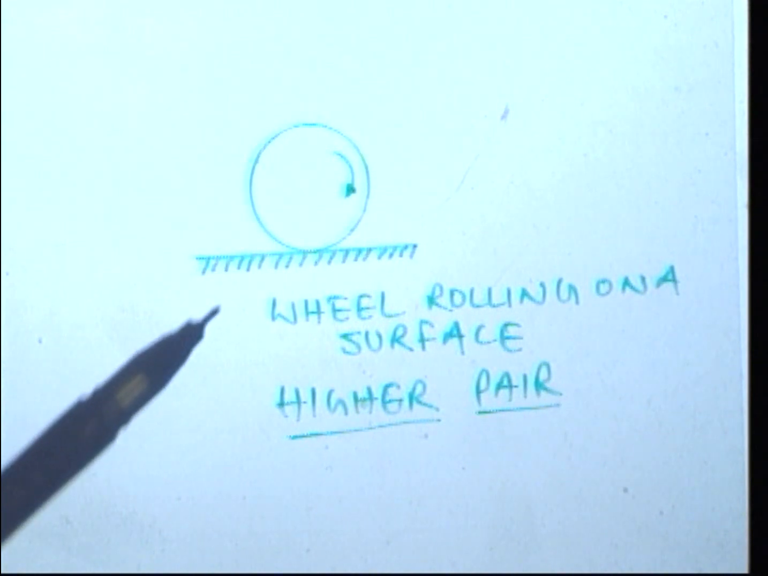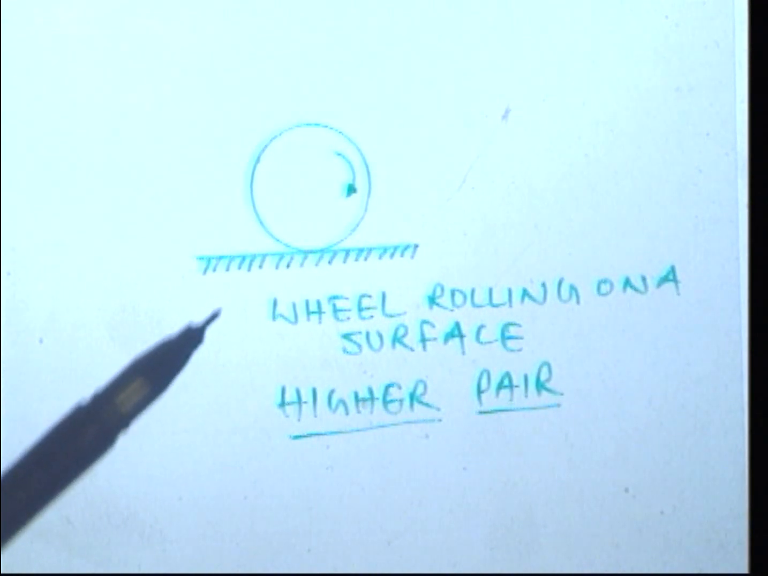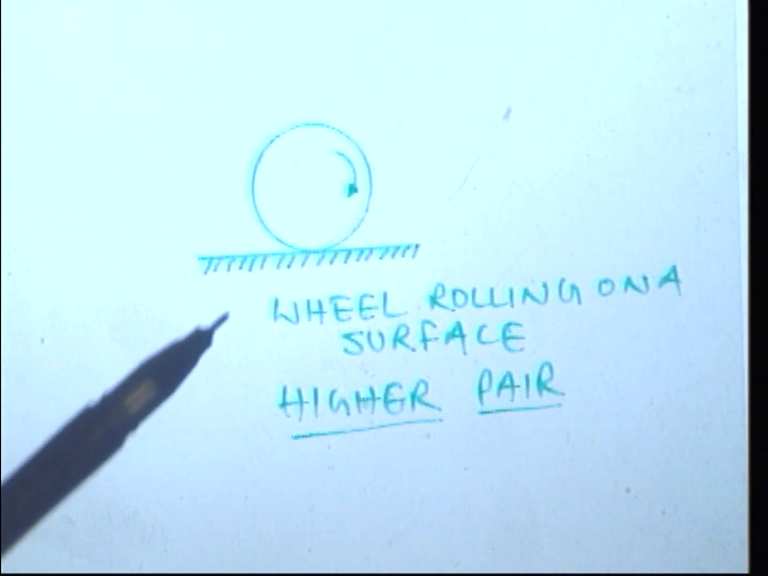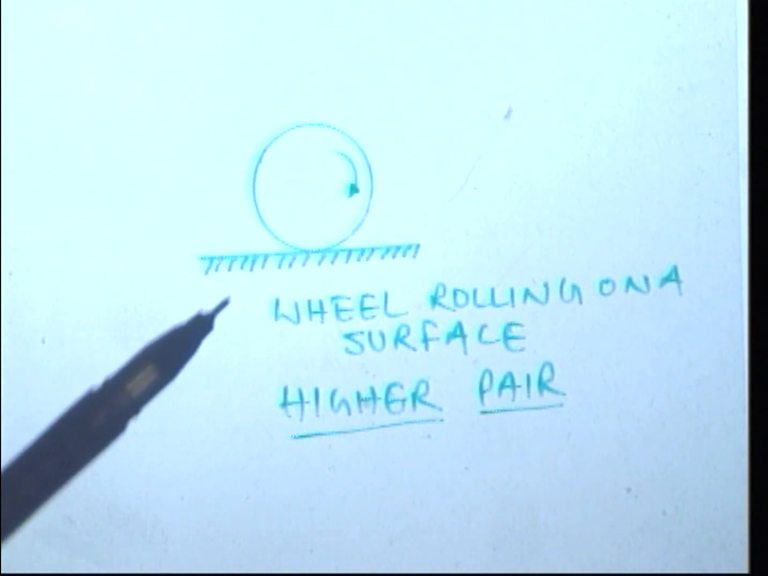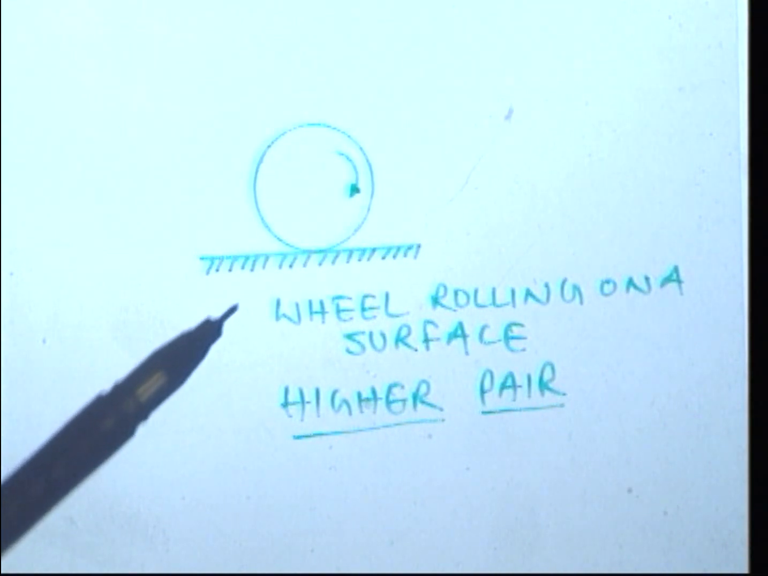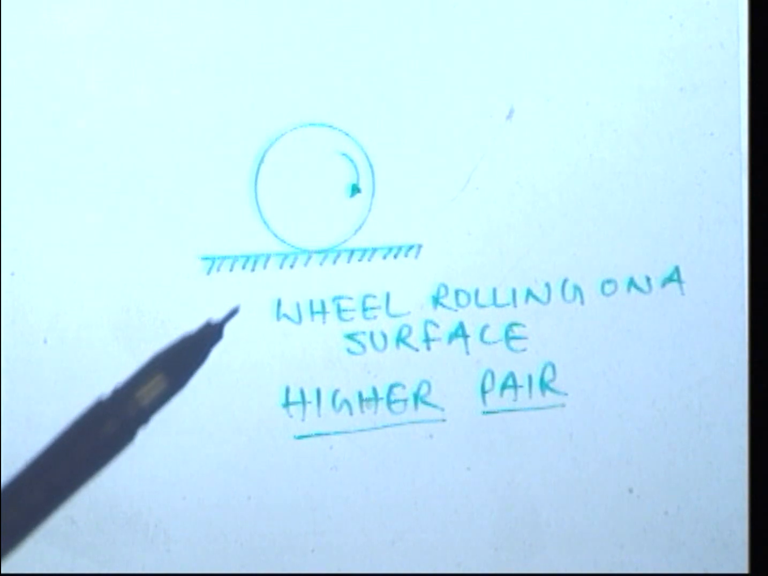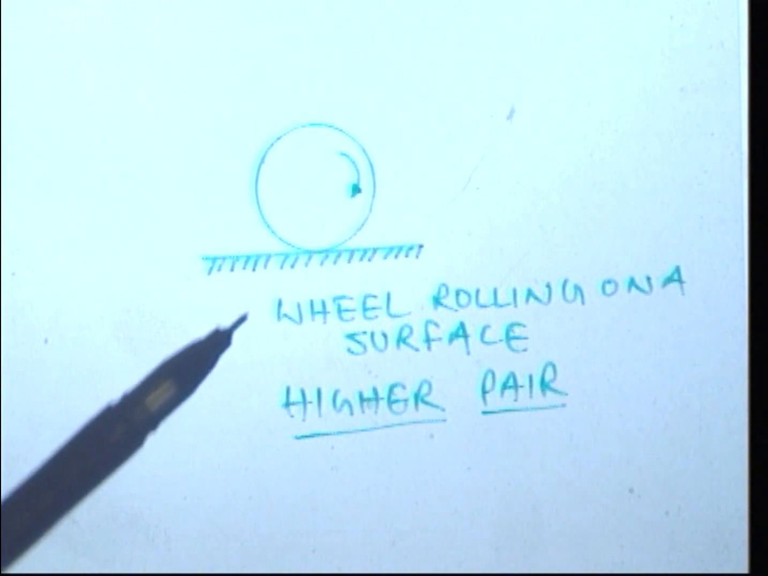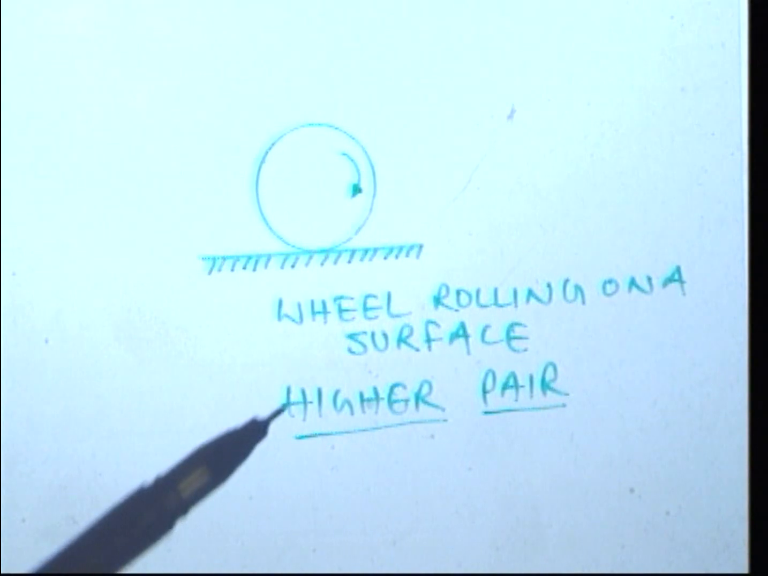In case of a higher pair, the constraint is often incomplete. Here, the example of a disk rolling on a surface is taken for higher pair. Another example can be the cam and roller follower, belts, ropes and chain drives. All these come under the category of higher pairs.